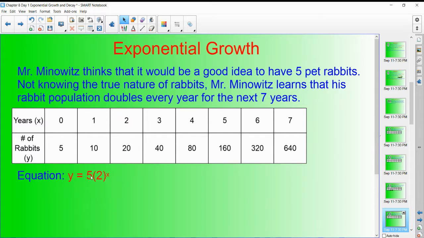Now my equation is 5 times 2 to the x. And we're going to see what that looks like on a graph. But start thinking about, where did that 5 number come from? Where did the 2 number come from? We can put this equation together.